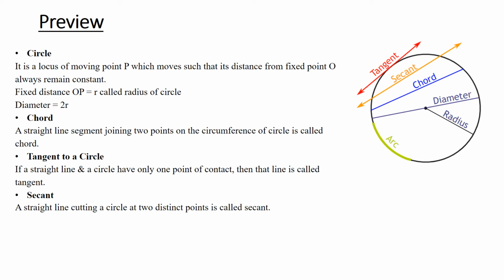Chord. A straight line joining 2 points on the circumference of a circle is called chord. Tangent to a circle. If a straight line and a circle have only one point of contact, then that line is called tangent. Secant. A straight line cutting a circle at 2 distinct points is called secant. The diagram differentiates about tangent, secant, chord, diameter, and radius of a circle.